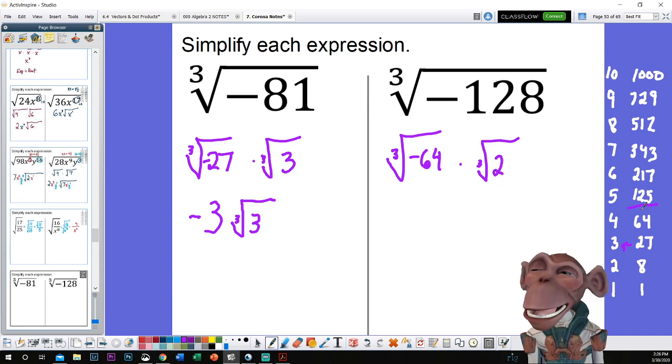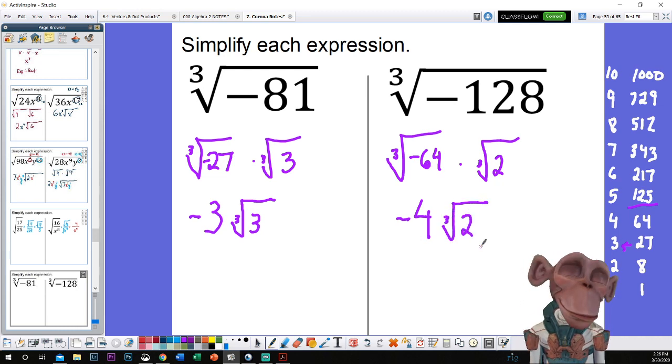Okay, next I'm looking at 64. That went with 4. So right here I'm going to put a 4, but since this was negative, so is this, and then copy the right side. And that's all for that one.